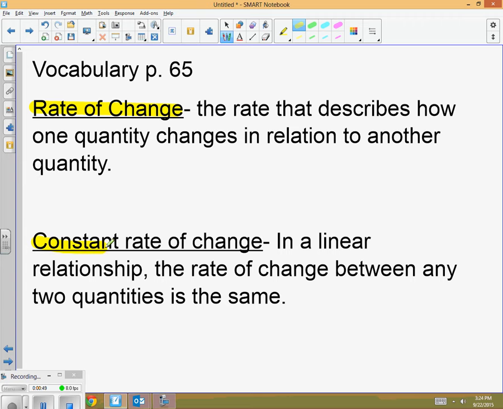Now, a constant rate of change is in a linear relationship. The rate of change between any two quantities is the same. So if the rates are changing by the same amount, we have a constant rate of change. This is similar to the constant that we were referring to in proportional relationships. Today we're going to take that knowledge that we've had and apply it to our graphs.